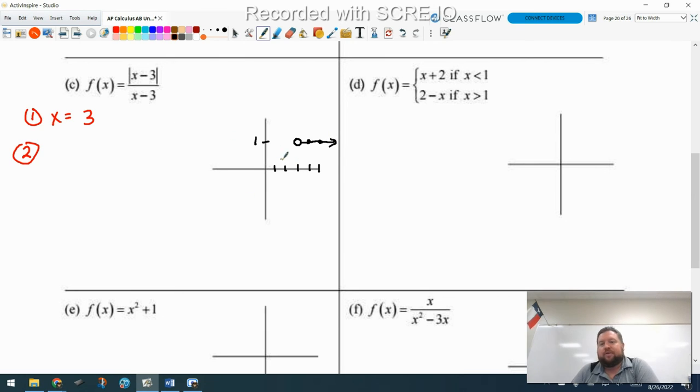If we go left, if I plug in 2, I get 2 minus 3, which is negative 1. Absolute value makes it positive 1. 2 minus 3 is negative 1. So 1 divided by negative 1 is negative 1. So 2, negative 1. And if I plug in 1, 1 minus 3 is negative 2. Absolute value makes it positive 2. 1 minus 3 is negative 2, so positive 2 divided by negative 2 is negative 1. And so we get an open circle at 3, and then a horizontal line at negative 1 going to the left.